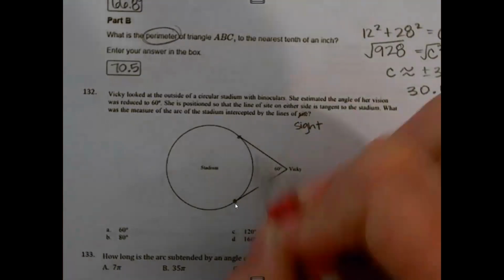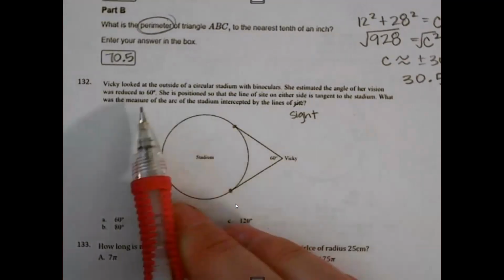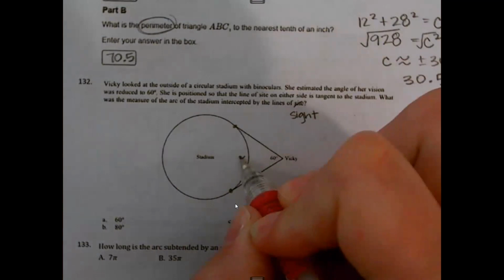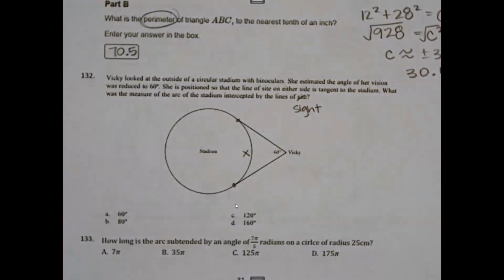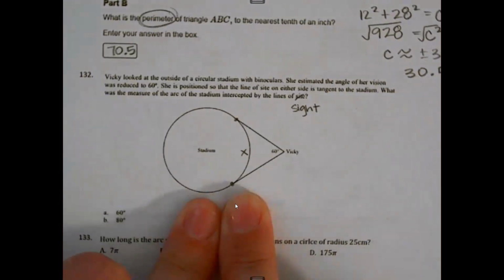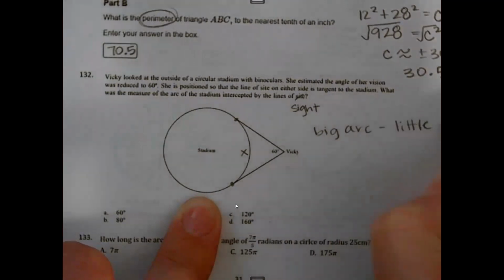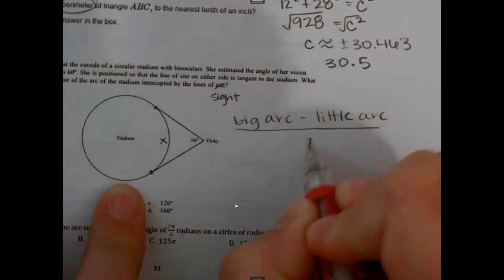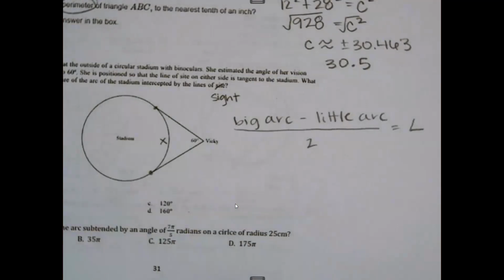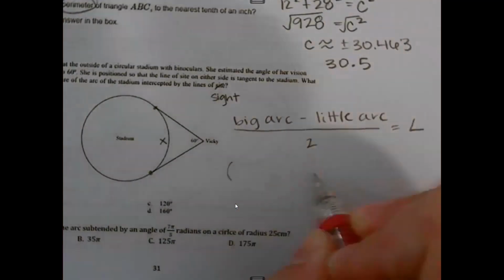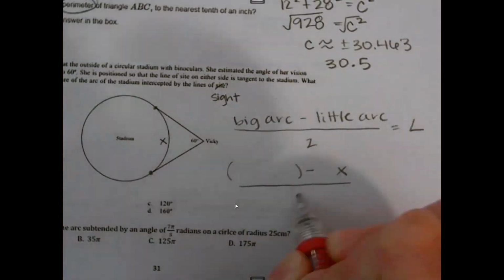All right. So what we're trying to solve here, the measure of the arc of the stadium, is that right there. That's what we're trying to solve for. Can you guys remember from that unit? Because again, we can't fake this. This is not algebra. This is not an equation. What's the formula that you do with this? Yeah, the formula is big arc minus little arc divided by 2 equals the angle. So if we plug in what we know, we have big arc minus little arc divided by 2 equals 60.